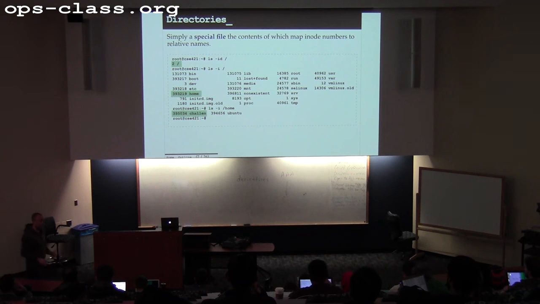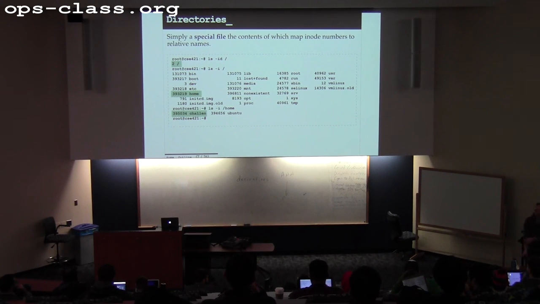So let's talk about directories. Directories are kind of the foundation of how we do path mapping. Remember, this was this really nice idea that I'm going to be able to create this hierarchical namespace, which allows me to organize things, and allows me to not have to look at every file on the system at once, et cetera, et cetera. So how is this actually done?